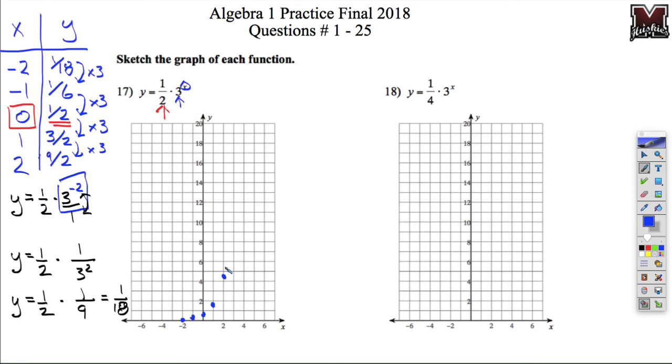The best way to draw a curvy line is to draw a lot of short little dashes that connect up, and then overall it looks like a curvy line. And make sure that you have arrows at the very end to let everyone know that it does go on forever and ever. I just only chose those values to show you. Whew, and we are done with 17. Let's go on to 18.